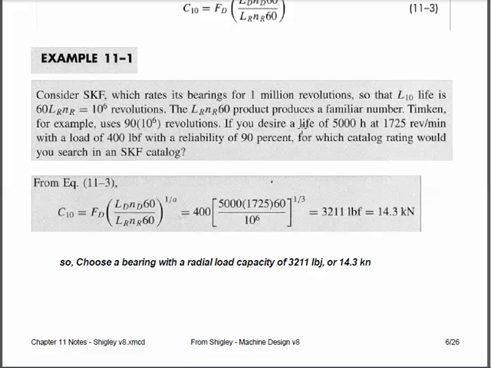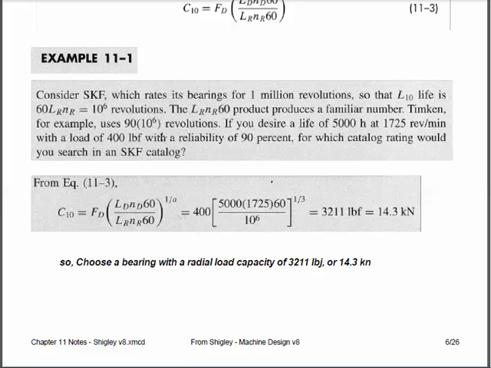If you desire a life of 5,000 hours at 1725 RPM, with a load of 400 pounds force and a reliability of 90%. Okay, this is everything I desire in a bearing. 5,000 hours, 1725 RPM, 400 pounds of radial load, and a reliability of 90%. Okay, what catalog number would I be looking for when I'm going for an SKF bearing?